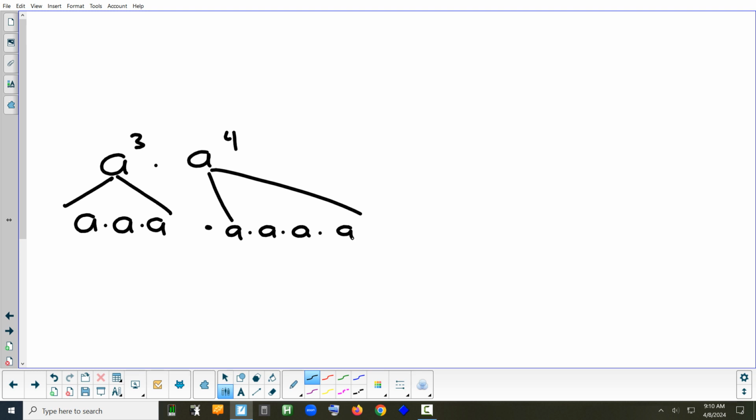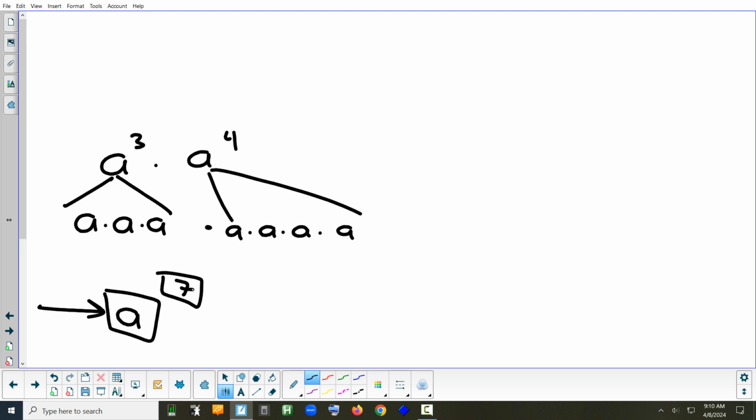Now, let's put that all together. A times a times a times a times a times a times a. When I combine that all together, let's start with the base. What do you think is going to go in that box? A. Yep, it's going to be an A. And what do you think the exponent will be? 7. Yep, it's going to be a 7.